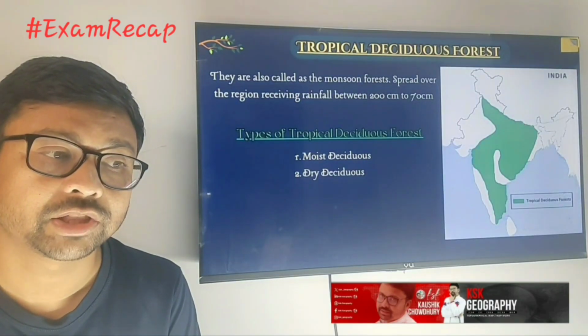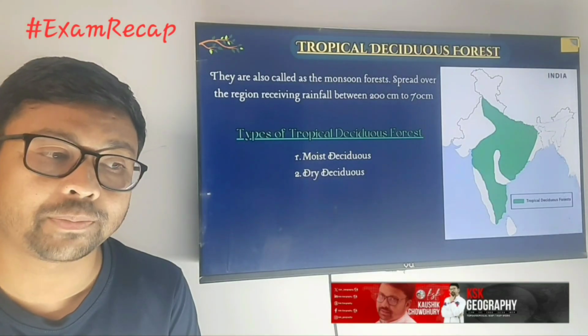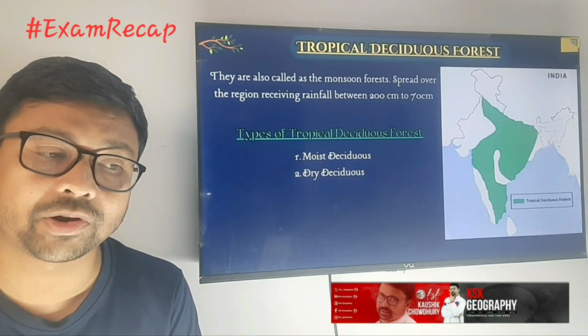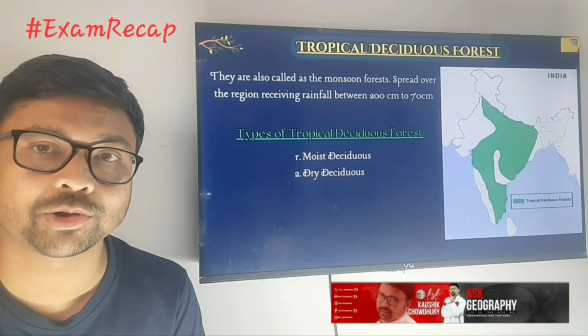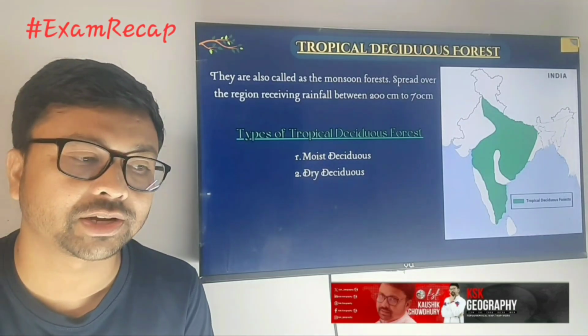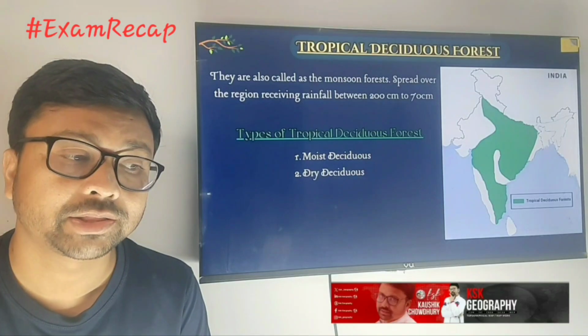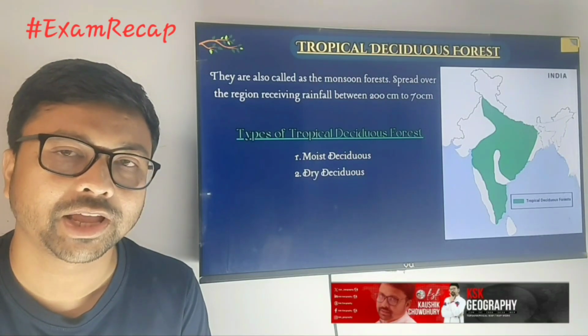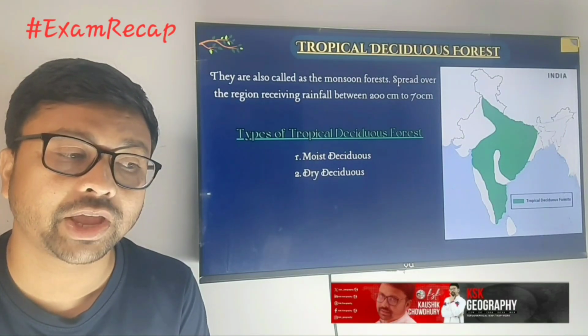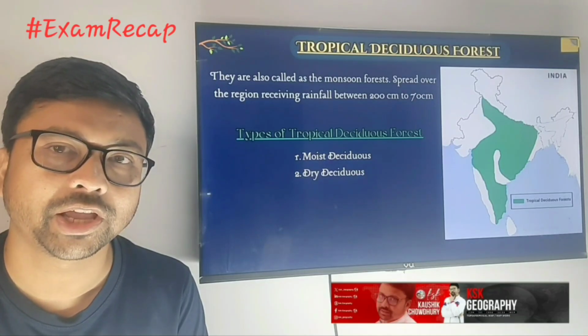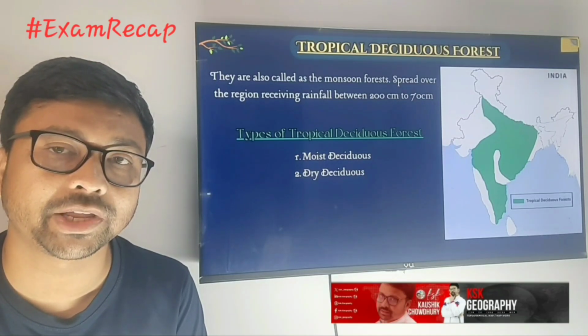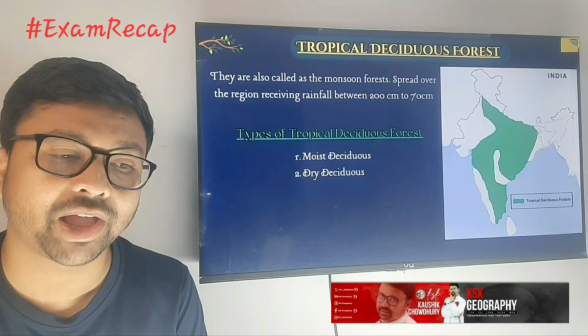So here you can see the tropical deciduous vegetation. Tropical deciduous vegetation will be found in areas where the rainfall is a little low, in between 70 to 200 centimeters. Where the rainfall is a little higher, 100 to 200, there you will see moist deciduous, and where the rainfall is in between 70 to 100, there you will get dry deciduous.